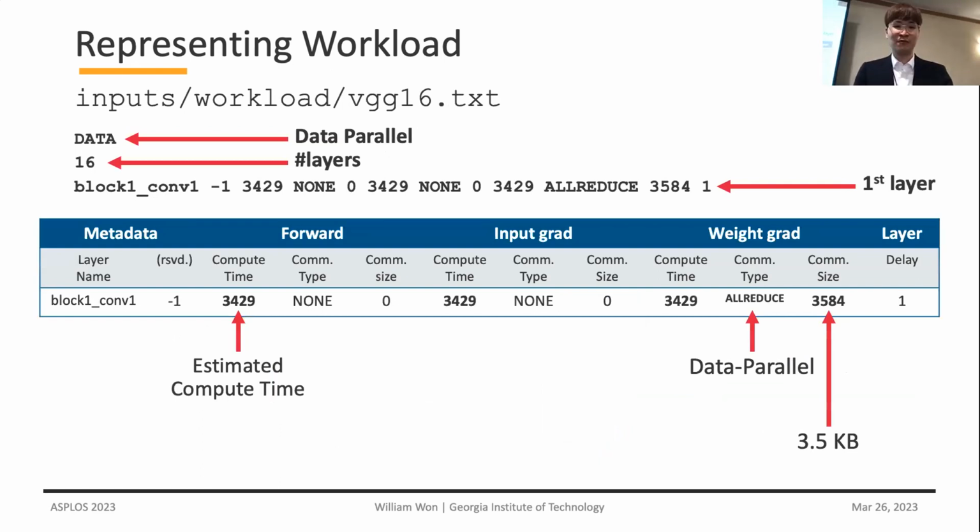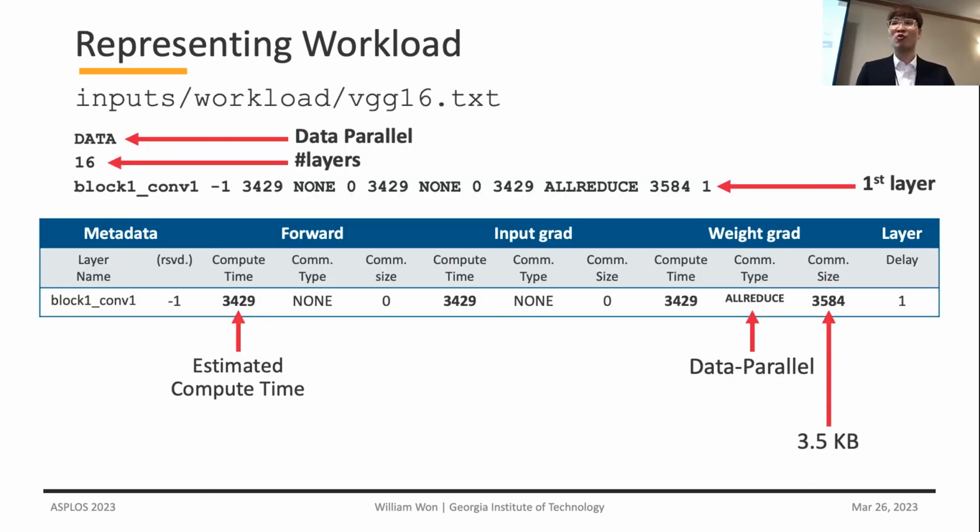So with this information, I can represent the first layer of VGG16. The compute time of the first layer is about 3,400 nanoseconds. And because it's pure data parallel, we don't have any communication for the forward or input gradient passes. But for the weight gradient, we have an all-reduce collective with 3.5 kilobytes of data.